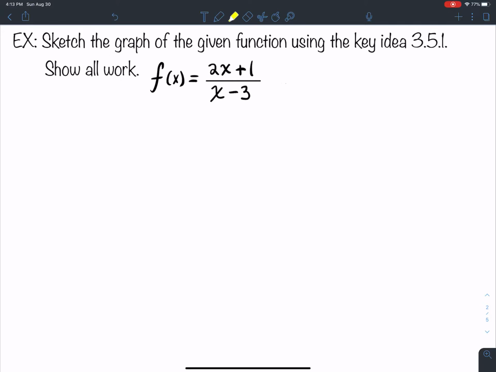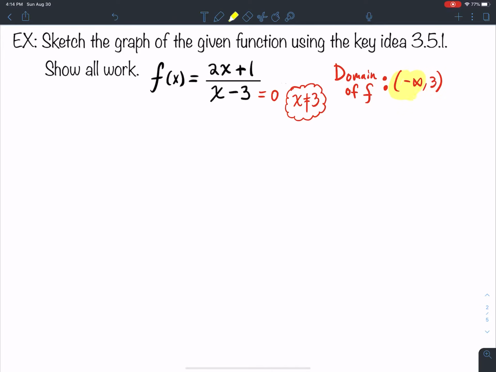And so the first thing I want to do is find the domain. With a rational, to find the domain, we set the denominator equal to 0 and solve for x, and those are all the values we can't have. So x - 3 = 0. If I solve for x, that means that x cannot be 3. So as long as we avoid x equal to 3, then we should be okay, since we cannot divide by 0. So the domain of f is all real numbers going up to 3, I skip over 3, and I go from 3 to infinity.